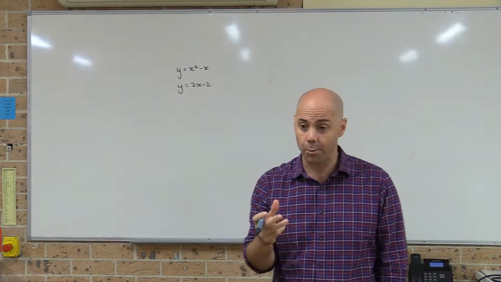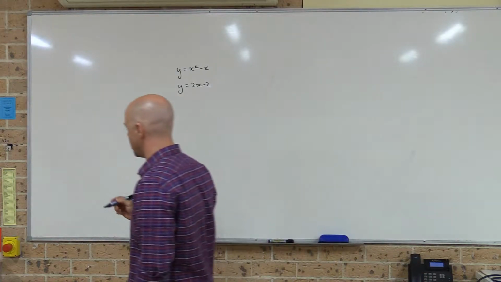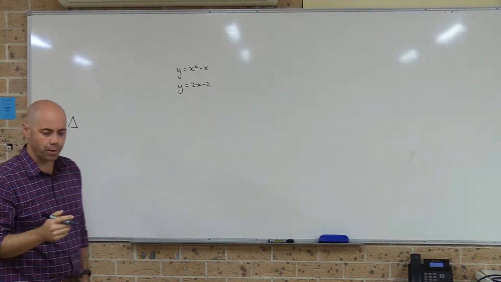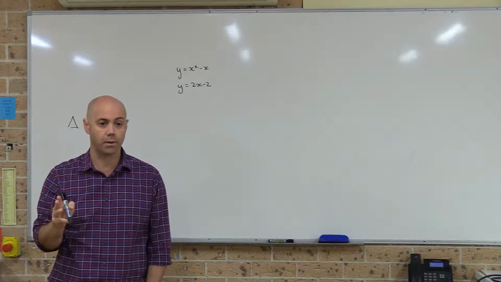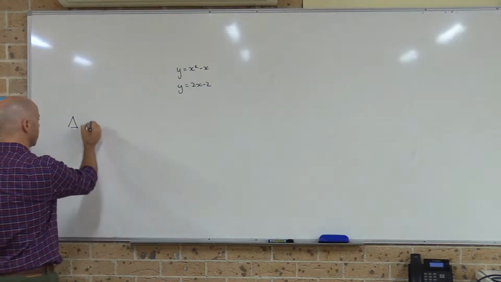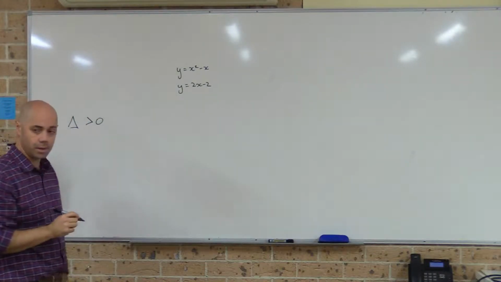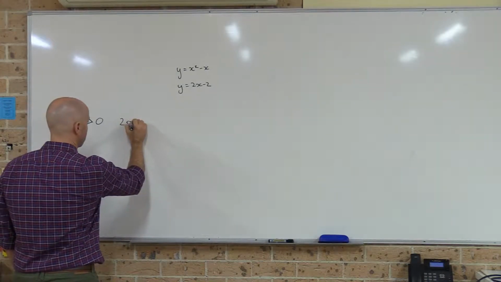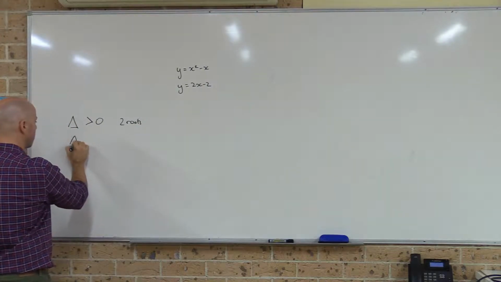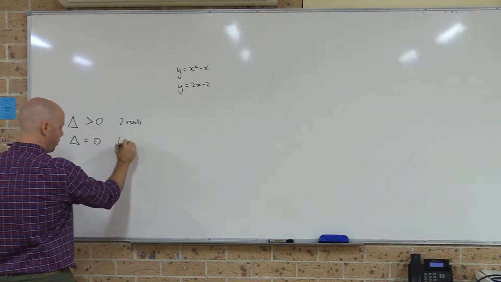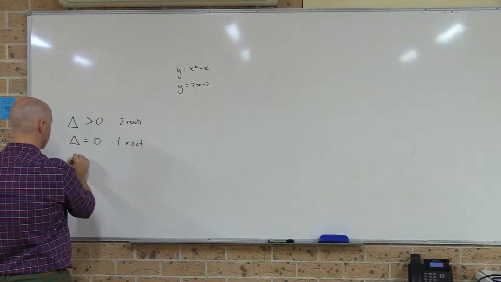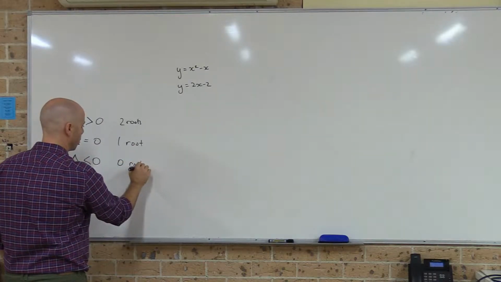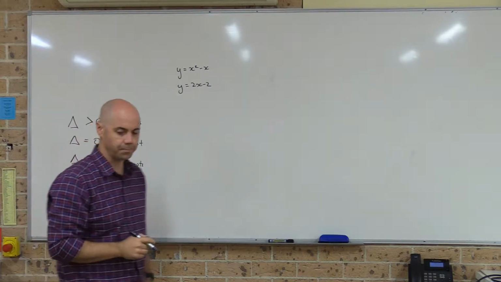Can we just have a quick recap of what we said yesterday? The discriminant, there are three conditions, the discriminant that can tell us something. When the discriminant is greater than 0, what does that mean? There are two roots. And the discriminant equals 0, one root. Discriminant is less than 0, no real roots. Okay.